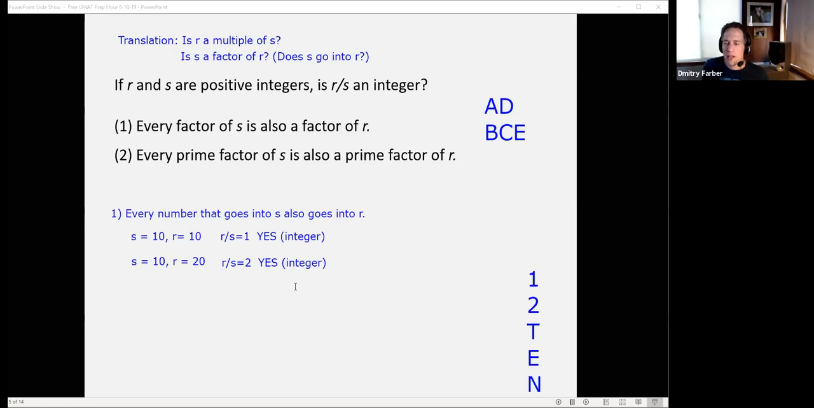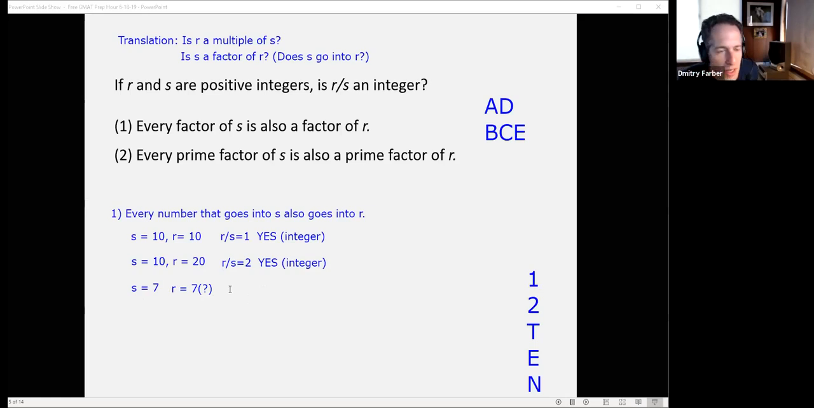Where would something strange happen? So what about a prime, right? What if I make S prime? Okay, so let's say S is 7. So all of S's factors are really easy to list, 1 and 7. So if it has to be that every factor of S is also a factor of R, R has to be 7 times something, right? R has to be 7 times, we can call it, I need a question mark, N, right?